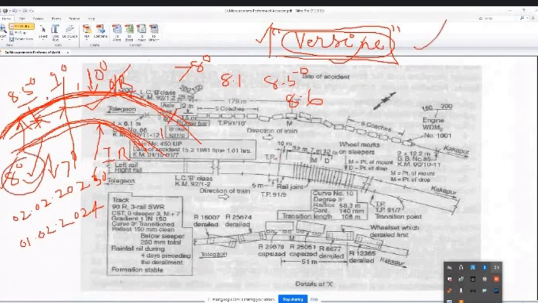Otherwise, say the board is showing 8 degree, and my versine calculation is showing say 10 degree. So that means the alteration has happened to 2 degree more. So that means the derailment proneness has been drastically increased. Therefore, the reason for this derailment will be that the curve was not maintained to 8 degree, therefore the derailment took place. Like that only I can prove it.